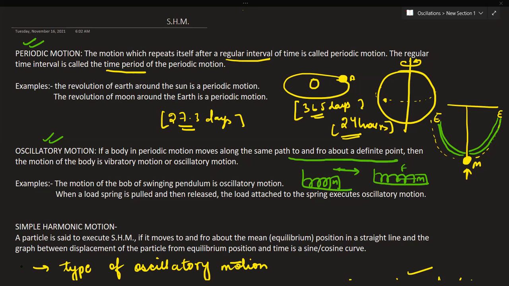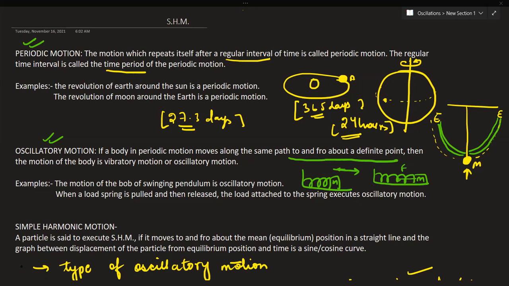See what is meant by simple harmonic motion. Simple harmonic motion is a type of oscillatory motion. It is an important type of oscillatory motion. If we wish to define it, a particle is said to execute SHM if it moves to and fro about the mean position, or the equilibrium position, in a straight line. But the condition is that the graph between the displacement of the particle from the equilibrium position is a sine or cosine curve.